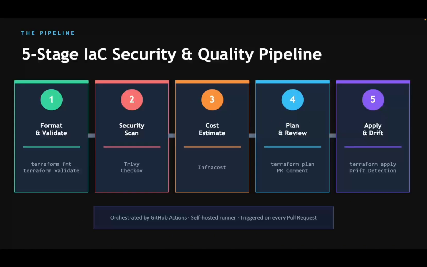Moving to the plan and review, the Terraform plan runs against real AWS infrastructure and the output is posted as a PR comment. The reviewer sees exactly what resources will change, and then finally we have the apply. When the PR merges to the main branch, apply runs automatically, and every night a scheduled job runs plan against live infrastructure to detect any manual changes. If something changed outside the pipeline, we will know as an output of that scheduled job within 24 hours.